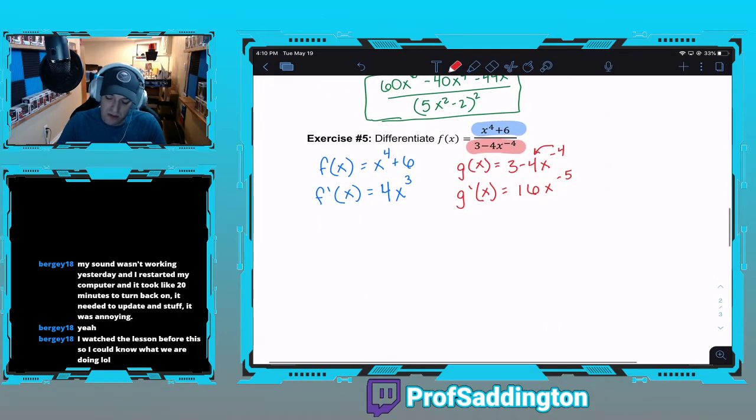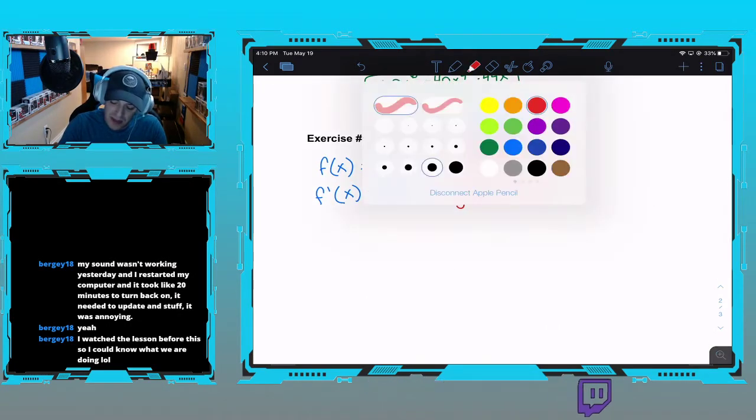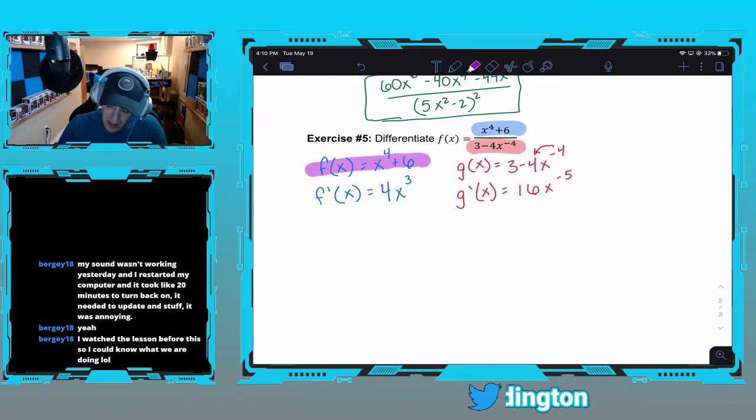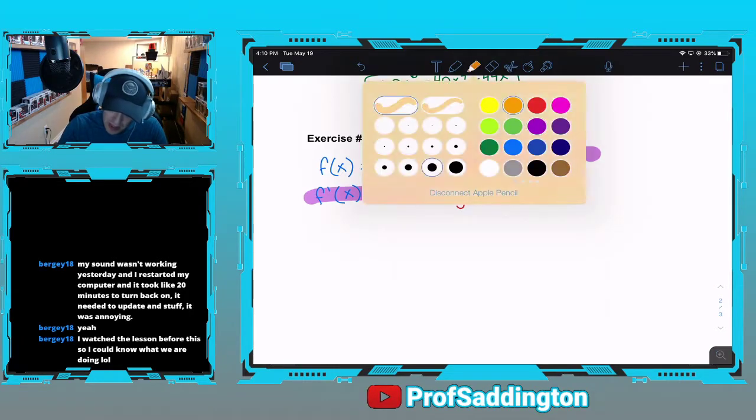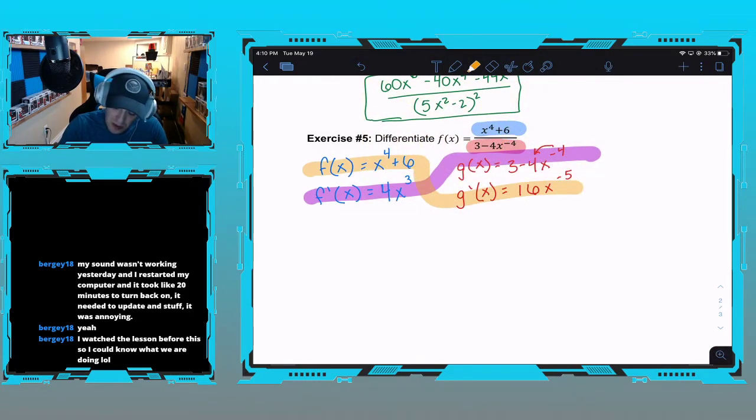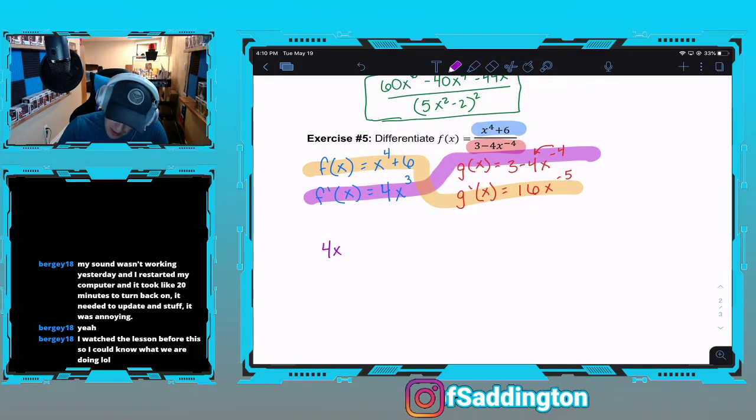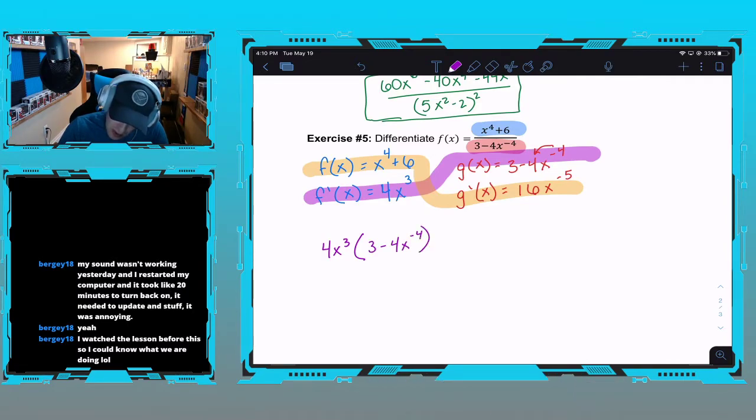So now we're just doing that crisscross method that we talked about the other day. Actually, it's first derivative times the top part, and then this way. I guess it doesn't really matter which order you cross multiply in. So I'm going to have 4x to the third times 3 minus 4x to the negative 4.